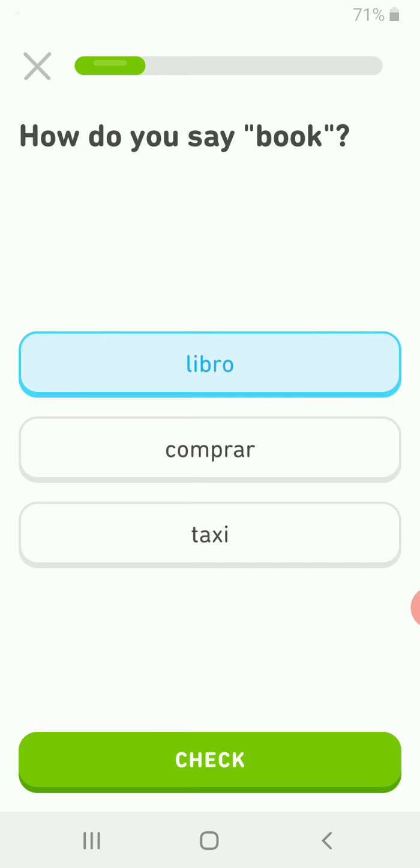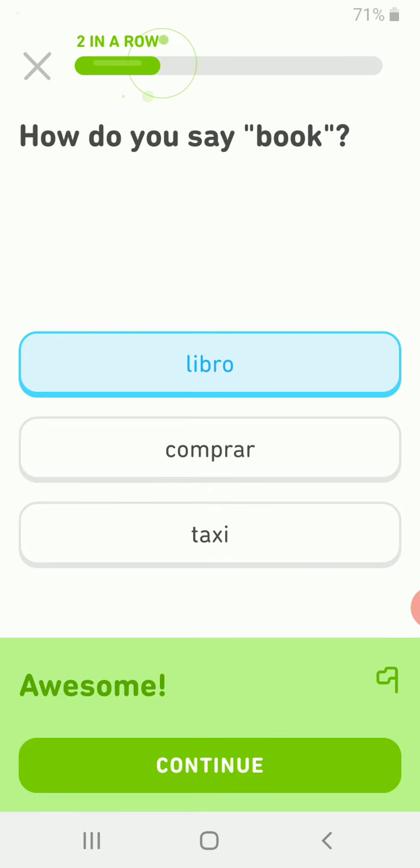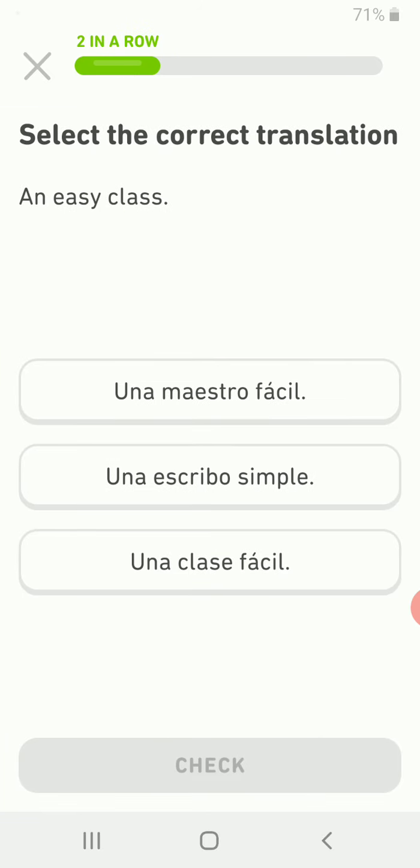Libre, libra. It means free. So be careful about libro and libre, which means free. Comprar is to buy, just like we've seen when we studied about shopping. Taxi. Okay, so the correct word here is libro.